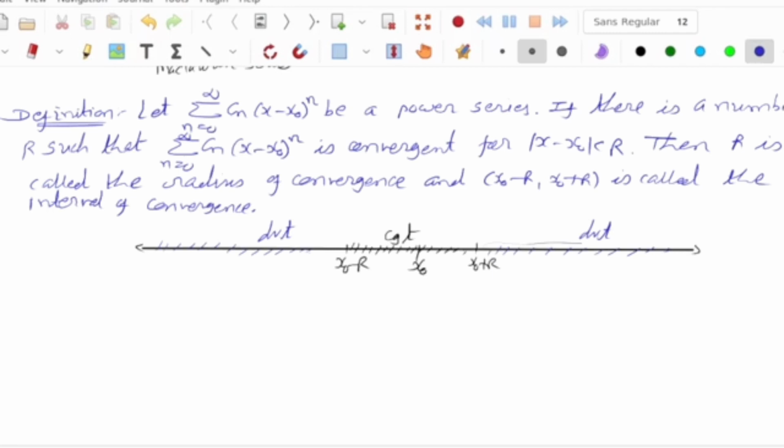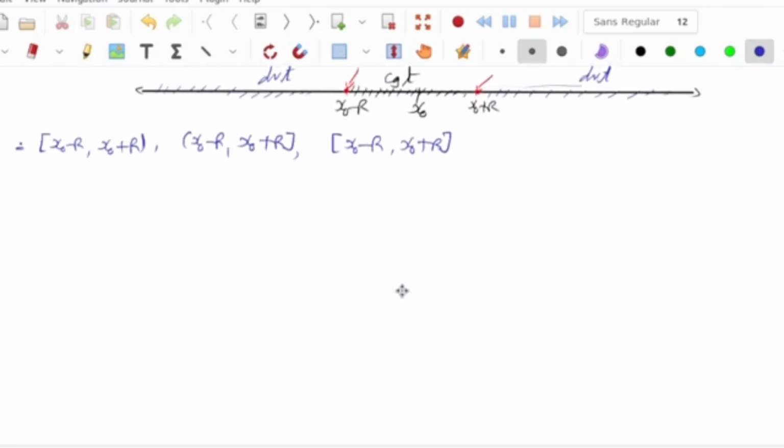Here only 2 points remain, that is x0 minus r and x0 plus r. So we also check the nature of the series, whether it is convergent or divergent at these two end points. So suppose the series is convergent either at any one end or at both the end points. So here we shall also note that the interval of convergence can be closed at x0 minus r and open at x0 plus r, open at x0 minus r and closed at x0 plus r, or the closed interval x0 minus r to x0 plus r. These are also possible intervals of convergence.